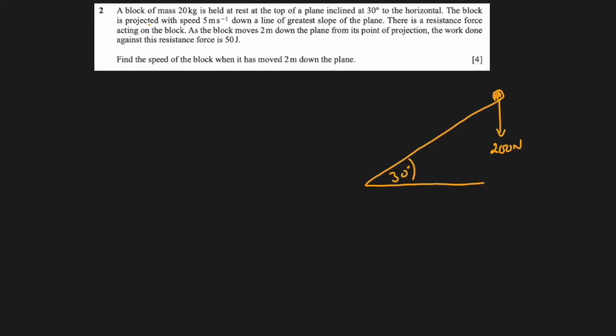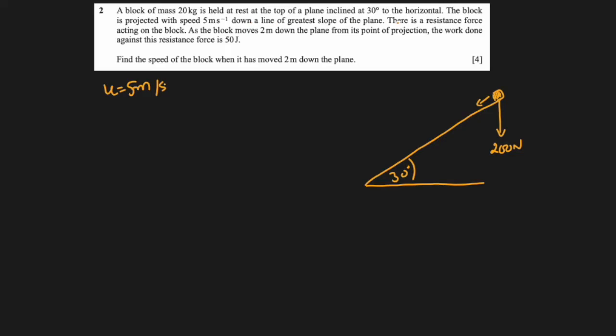Okay, the block is projected with 5 meters per second down a line of greatest slope. So it is projected. That means someone pushed it and left it. Did not keep their hand or force on it, just pushed it. And the starting velocity u is 5 meters per second.